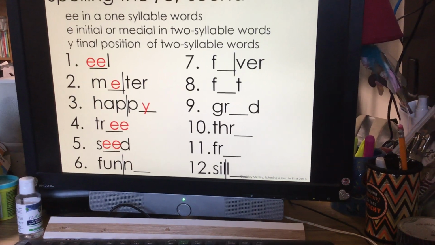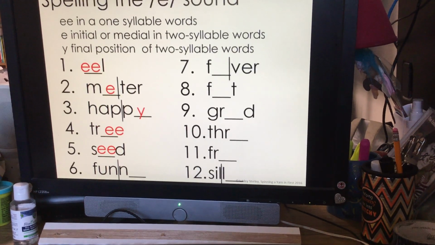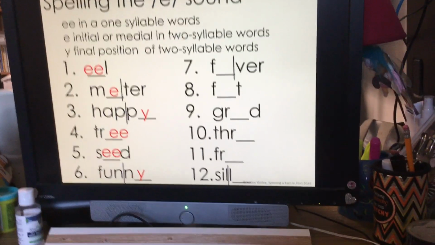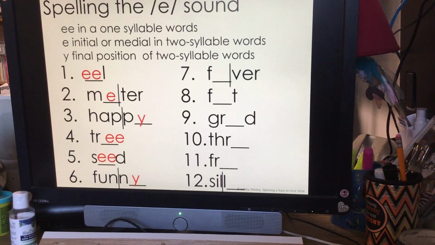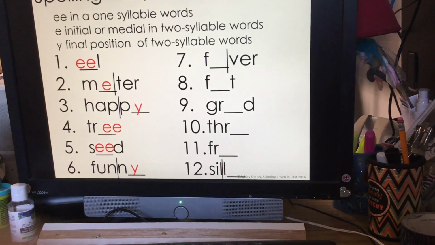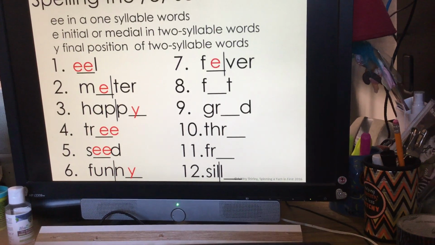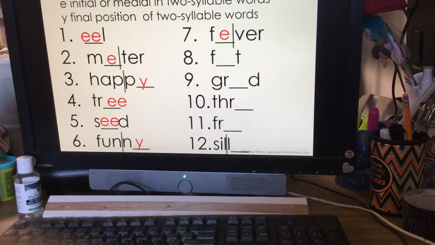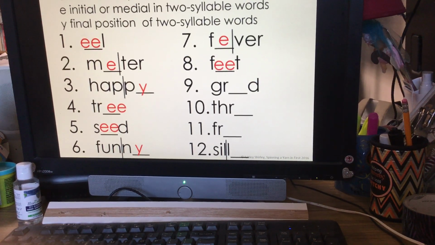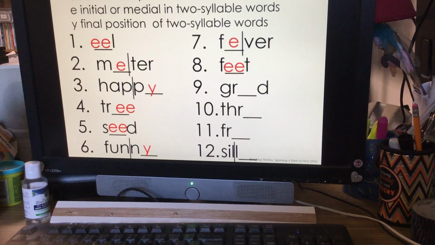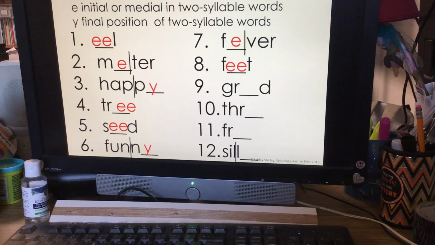What about funny? Y. Very good, very good. What about number 7? Fever. I hear that E right after the F. Oh, what's it going to be? How many of you think it's an E? You're correct. Good job. What about feet? Digraph EE again. What about greed? Ooh, the fox was full of greed.